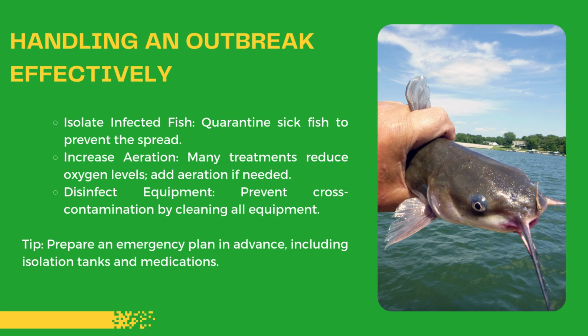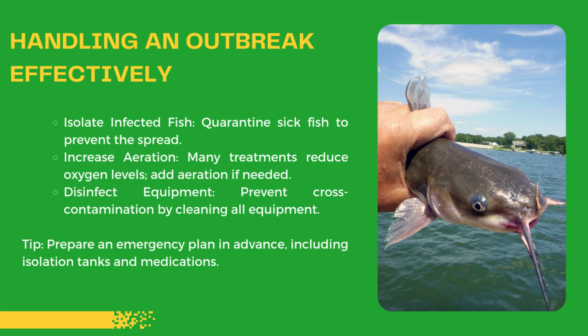Once you have an outbreak, you come to your farm and notice that the whole farm is sick, your whole fish stock is sick. Isolate the fish, move them to quarantine so that you can prevent the spread. Increase the aeration in your water so that the oxygen level will be high. Disinfect every equipment. Begin to clean all your equipment.